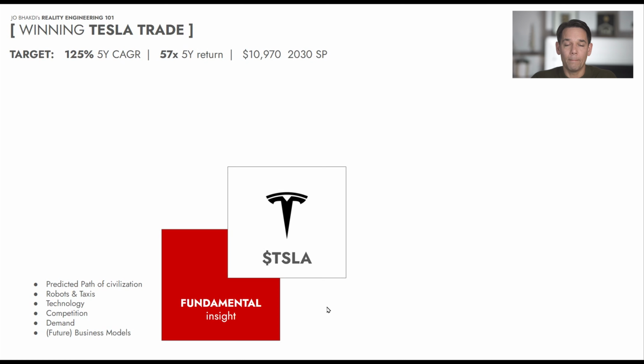So what does it mean? Fundamental analysis of Tesla. It means you have to understand the predicted path of civilization, the advent of robots, the demand for robots, the advent of robotaxis and robots. You have to understand the underlying technology, embodied AI, AI chips, AI scale, the role of XAI, and you have to understand the competition.